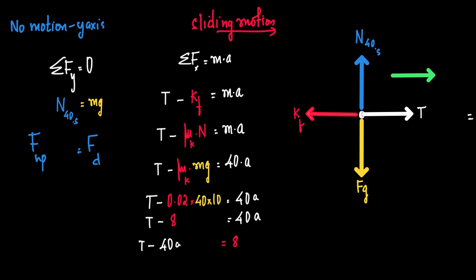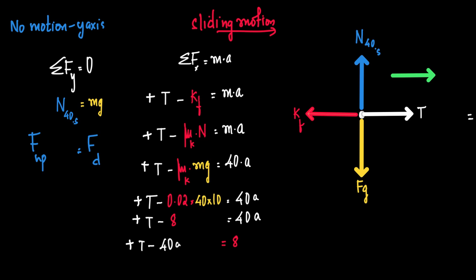How do you choose the sign? Those forces which are acting along the direction of motion, which in this case is towards the right, we take as positive. Tension is towards the right, so tension would be taken as positive. Then kinetic friction, which is acting against it, would be taken as negative, is equal to ma.